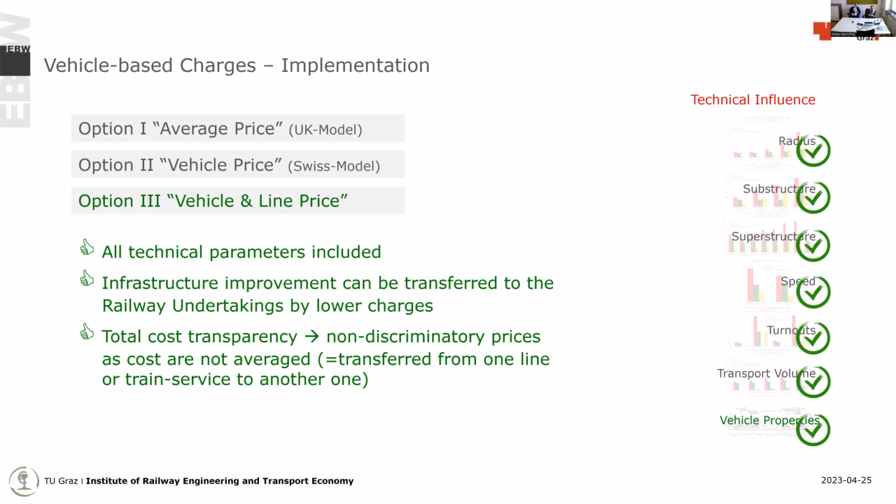And of course, it goes hand in hand with total cost transparency. There is not even one aspect of discriminatory prices, as costs are not averaged and they are really linked with the one train service on a specific line.